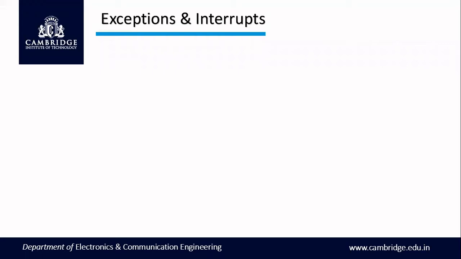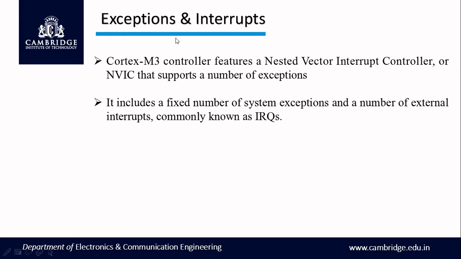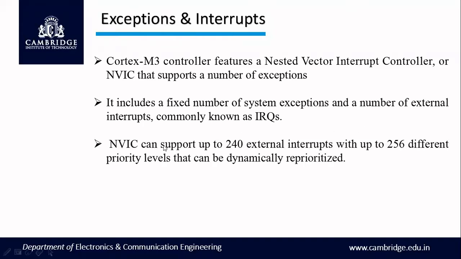Exceptions and interrupts. In Cortex M3 processors, we have the NVIC block, which we call the nested vectored interrupt controller block, which takes care of the exceptions and interrupts. There are totally 256 exceptions and interrupts that the NVIC block can support. So you have a fixed number of exceptions and a fixed number of external interrupts. The Cortex M3 processor can support 15 exceptions and 240 external interrupts. So together it comes up to 256.